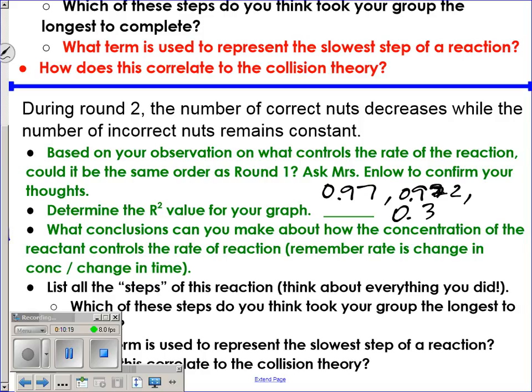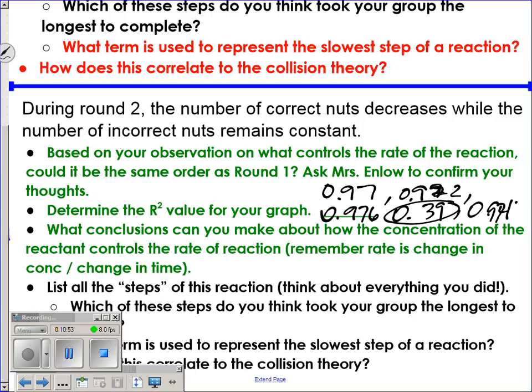I'm hoping for some really crappy R squared. 0.39. 0.974. Okay. 0.976. And how did you graph this, as concentration, or number of loose screws, versus time, right? All right. I'm really actually excited about this. Very, very excited. Because as you probably realized, what happened to the number of correct screws over time? They decreased because they were used up, right?